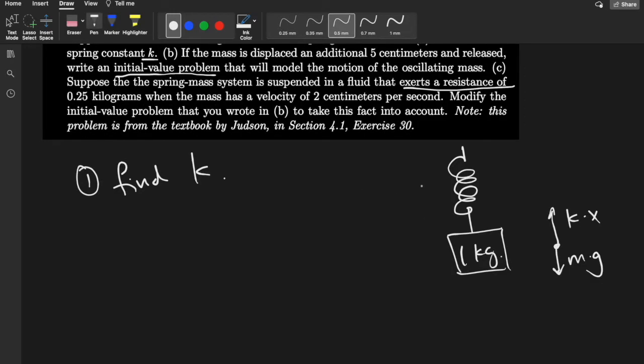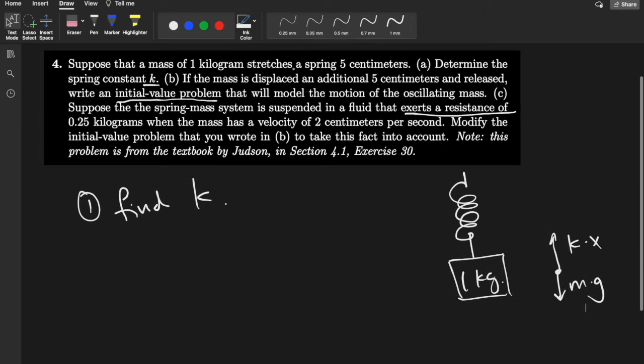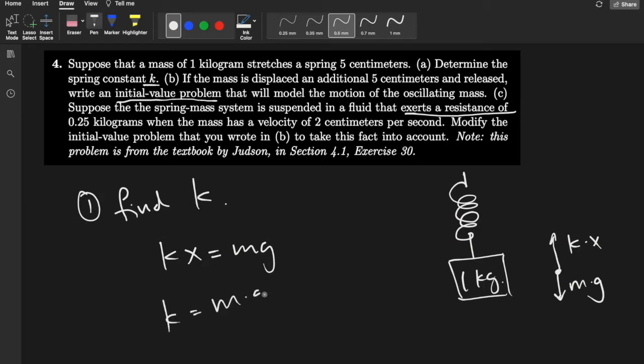Since this object naturally stretches the spring 5 centimeters, if you just let this object rest on the spring, then the spring stretches 5 centimeters. So it's at rest, it's not moving, there's no other forces acting on it. So we know that Kx should be equal to mg, since all the forces are balanced. And solving for K, we get mg over x.